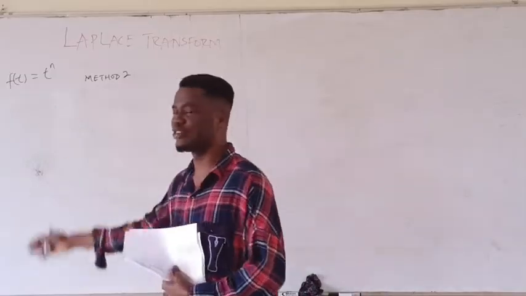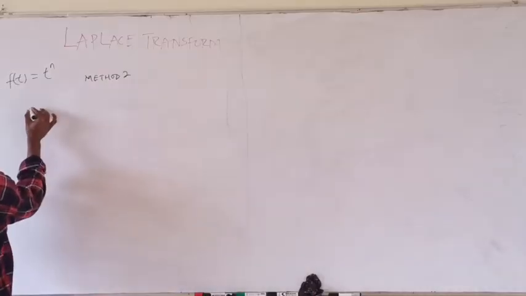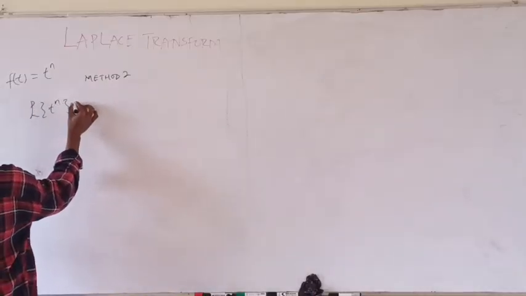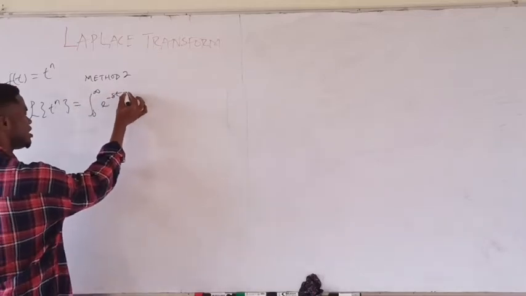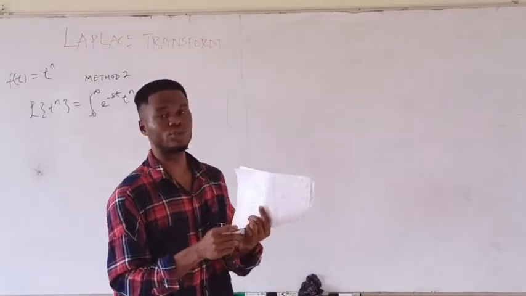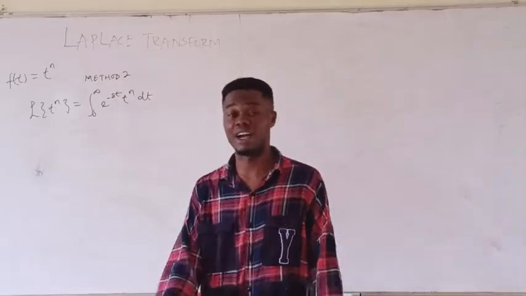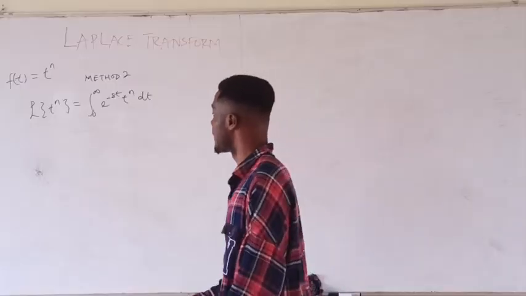So I might decide not to use the original definition. We know that the Laplace of t to the n is equal to the integral from 0 to infinity of exponential of minus st, t raised to the power of n dt. But I might decide not to use this definition, and I'll still arrive at my answer. Right? That's the second method I'm going to teach you.